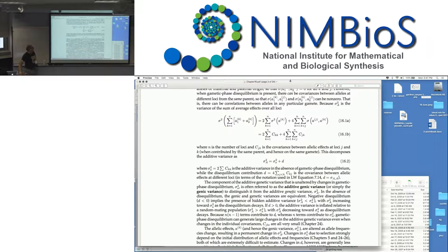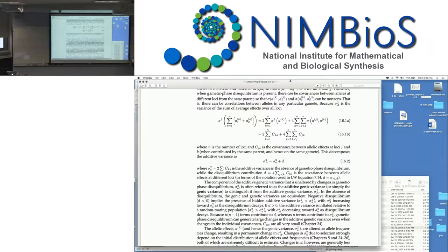So here is our expression for the added variation. And this is for the effects at a given locus. If you notice here, these are for alleles at different loci. If you have correlations across alleles at different loci, that's called linkage disequilibrium. And that changes the added variance. In particular, I can write the added variance as the added variance equals a value in the absence of disequilibrium plus a disequilibrium contribution. This is often called the genic variance, and that's called the disequilibrium.